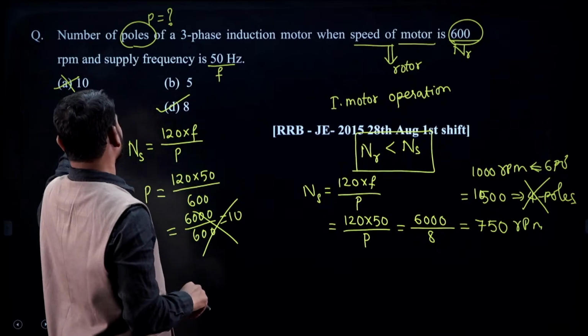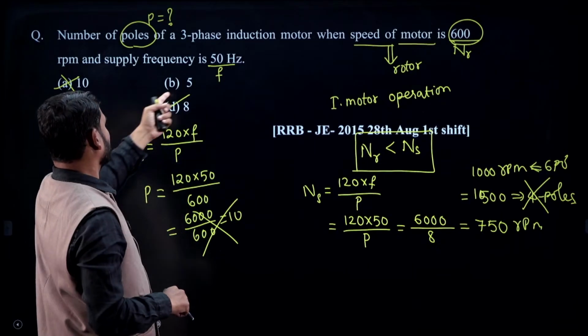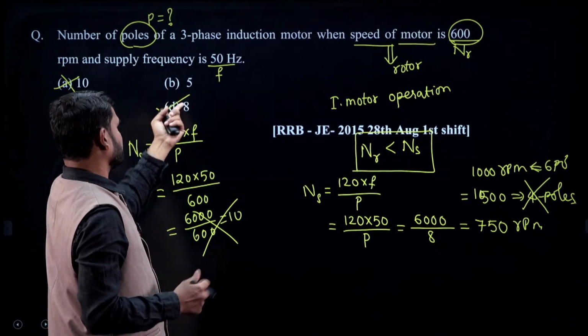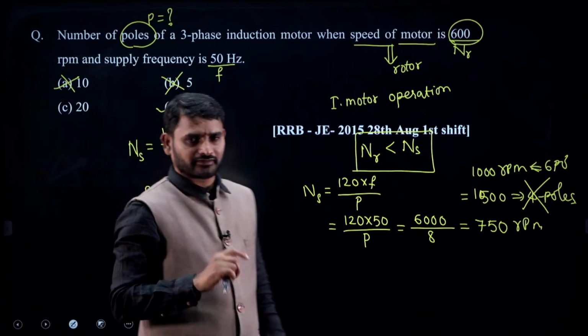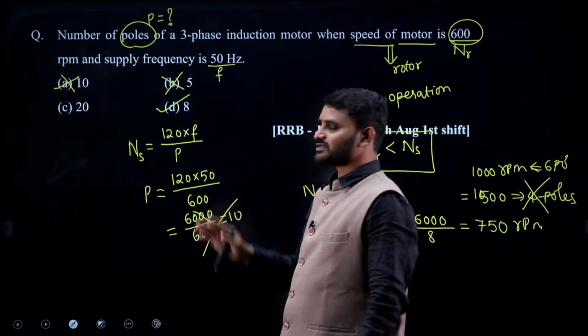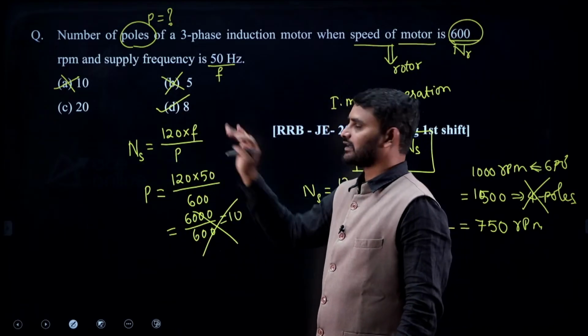Okay. 20 is a larger number. 5 is an odd number, so don't select this one. Poles must be even. So, the best possible answer is 8 rather than 10.